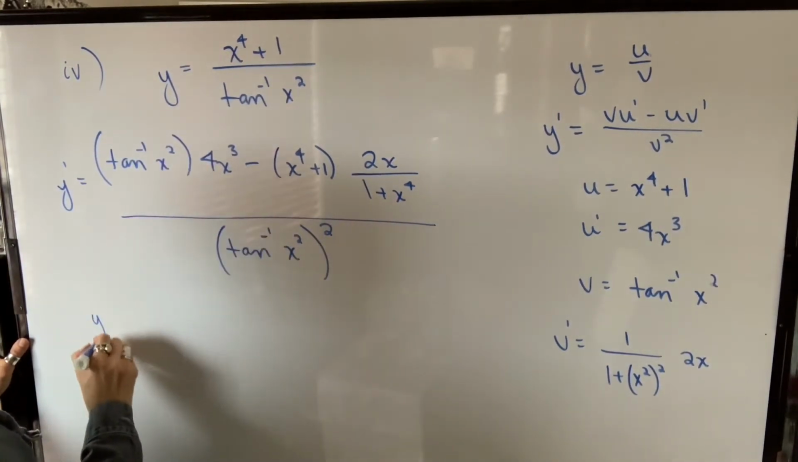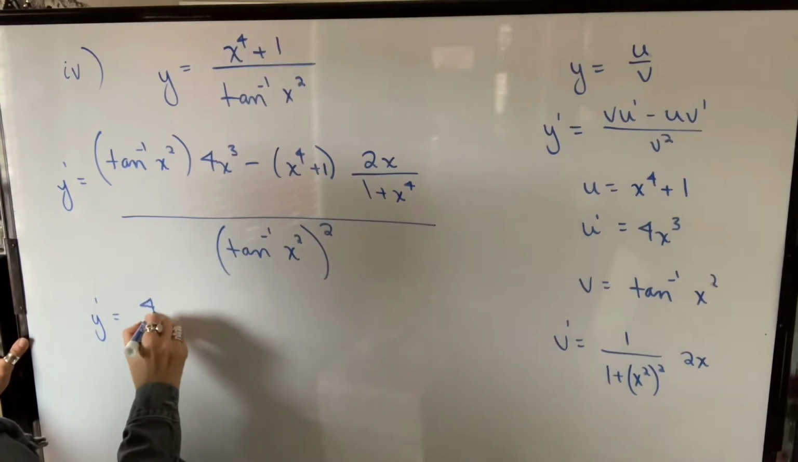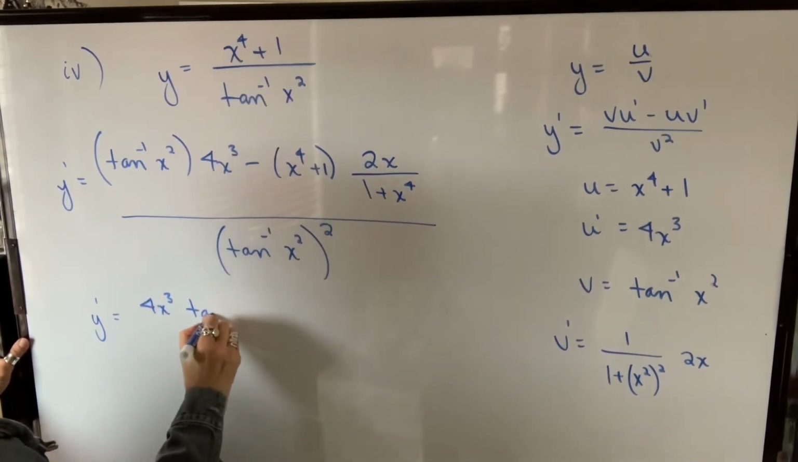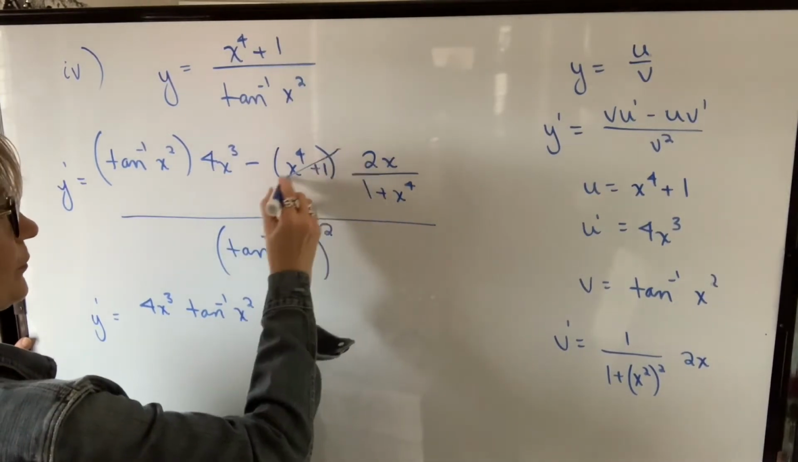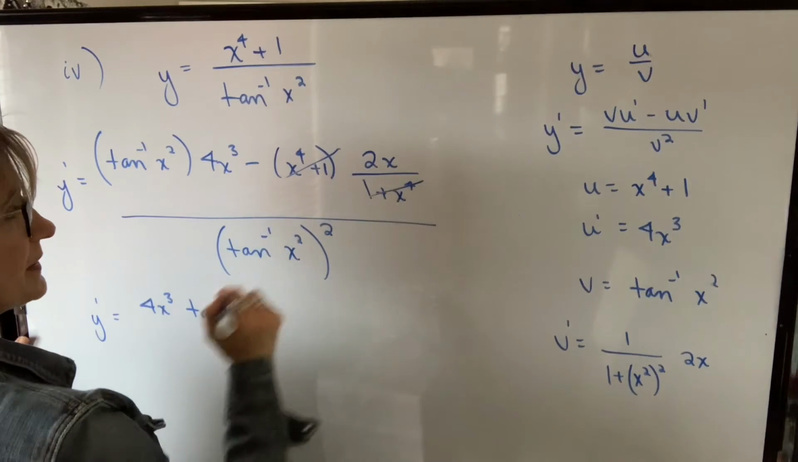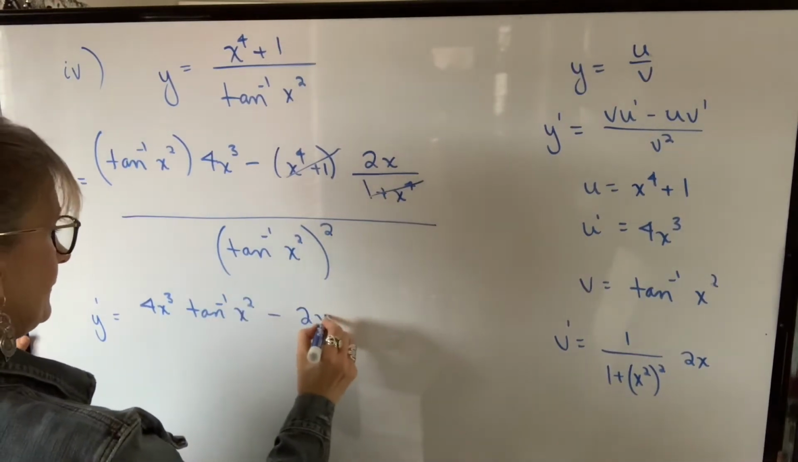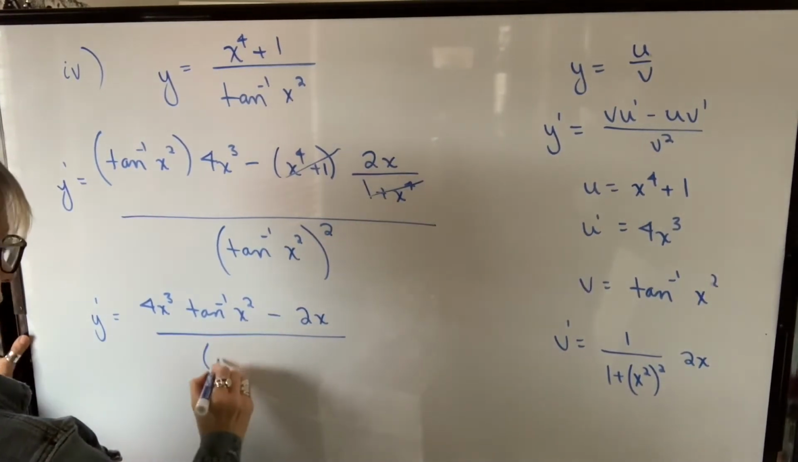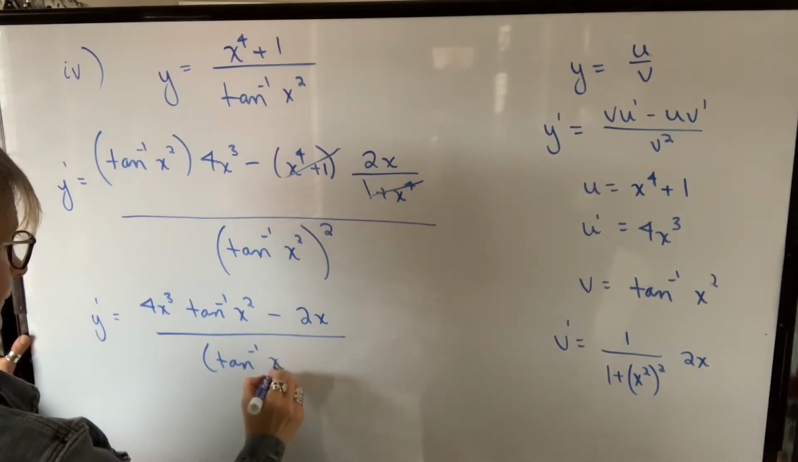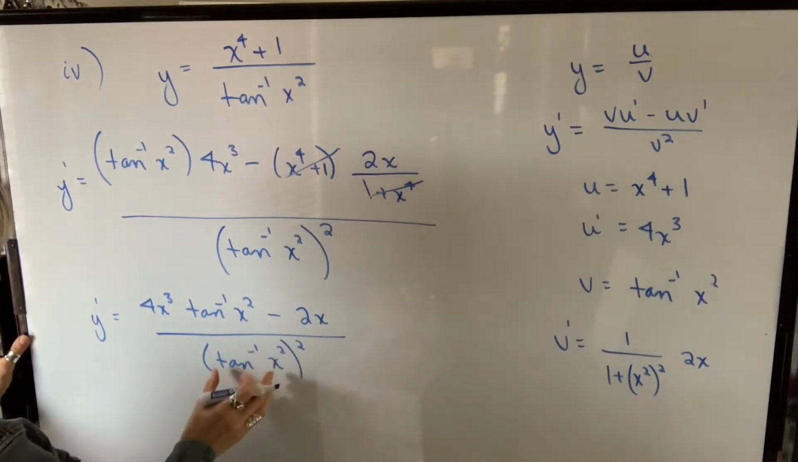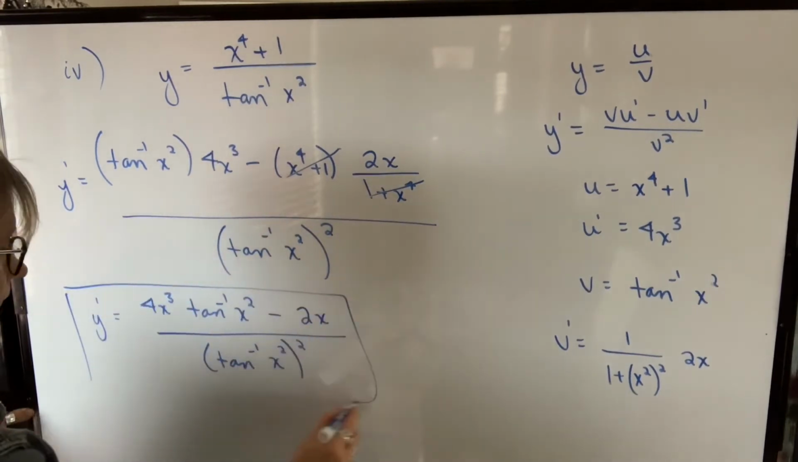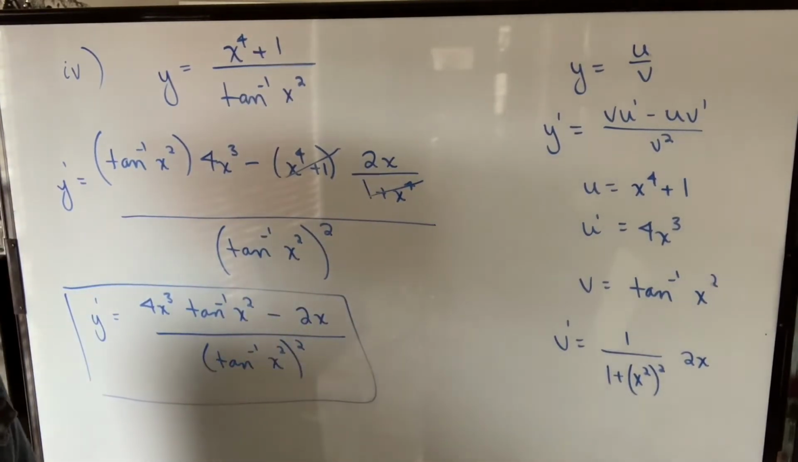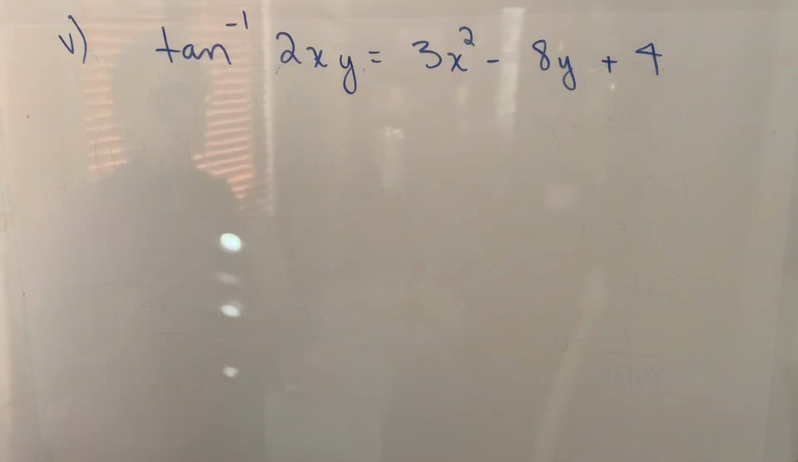And when I simplify this, my numerator will be 4x cubed times the inverse tan of x squared minus, notice the x to the 4th plus 1 cancels with the 1 plus x to the 4th, and we're just left with 2x. And there's nothing I can do with my denominator. It's this whole thing that's squared, but I can't express it any differently. So that's my answer. Let's take a look at one last example.